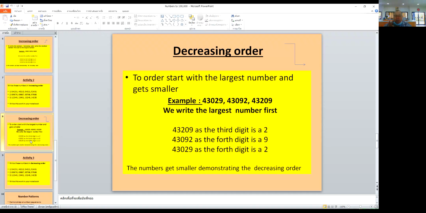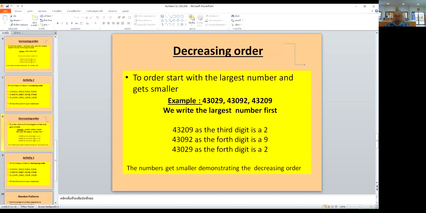We have to look at the third number because the first number and second number are the same. What is the biggest number in the third place? Is it 0 or 2? For me, it's number 2. So for number 2, you have to write that first. As you can see down in the list at the bottom here, the 43202 is the first in the decreasing order, going from biggest to smallest.